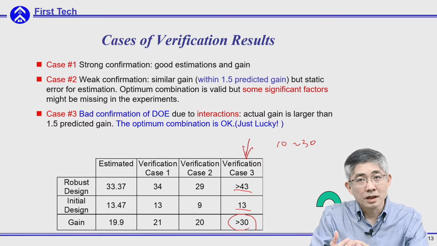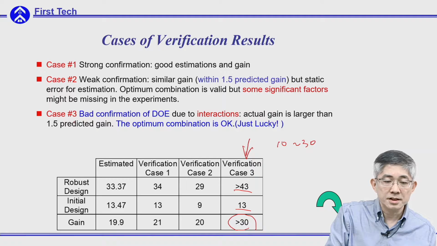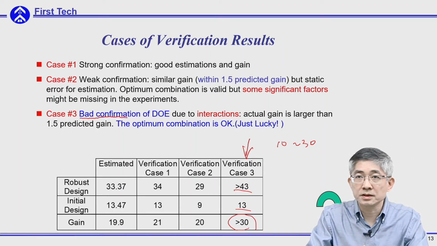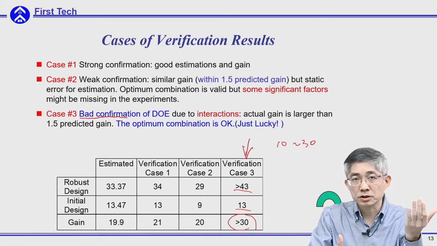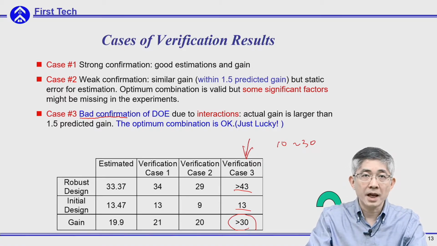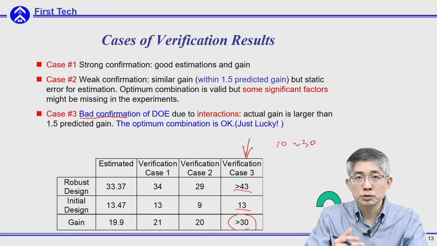So if you look at the design of experiment, you have a bad confirmation, since this is outside the 50% range. What is the possible reason? First, interactions. There might be some factors which have interactions, and you cannot determine the best combination for each factor independently. How to resolve this situation, we will talk about in the following section.